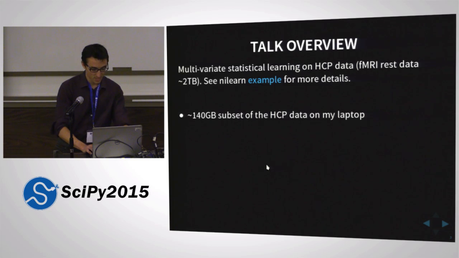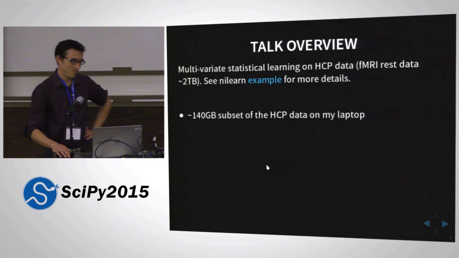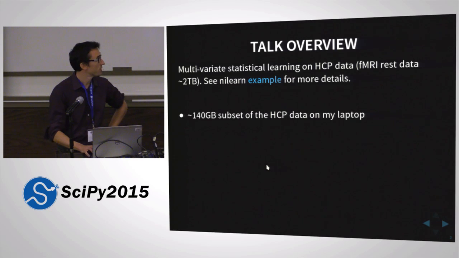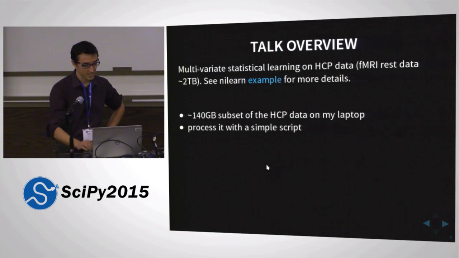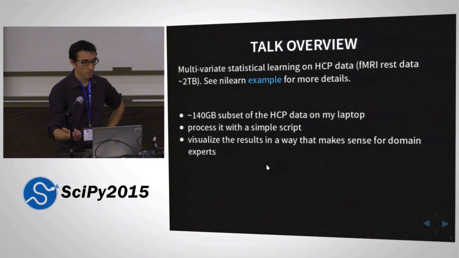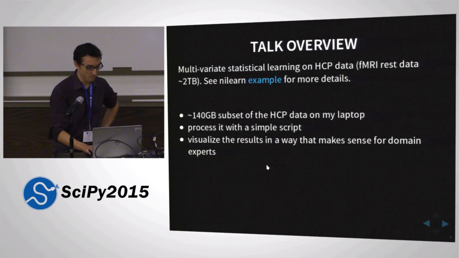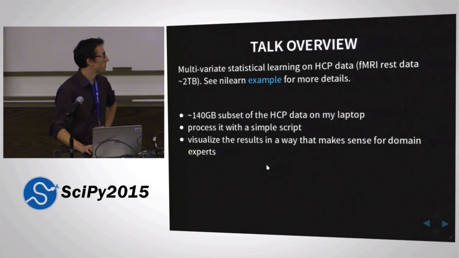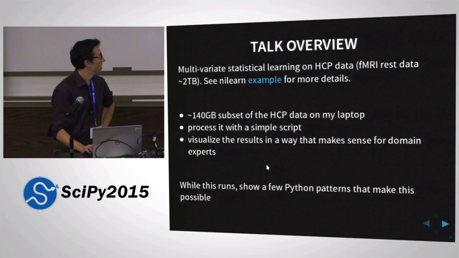On my laptop, my hard drive is not big enough, so I just have roughly 140 gigabytes. That's the data I'm going to run the script on during this talk. So that's the simple script I showed, and hopefully by the end of the talk, you'll be able to visualize some results that make sense if you're a domain expert, which I'm not.